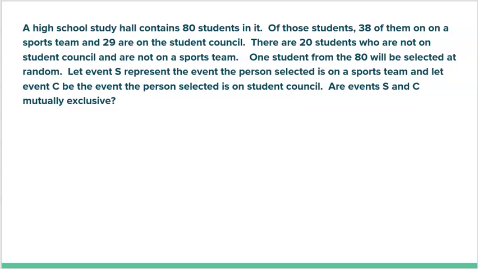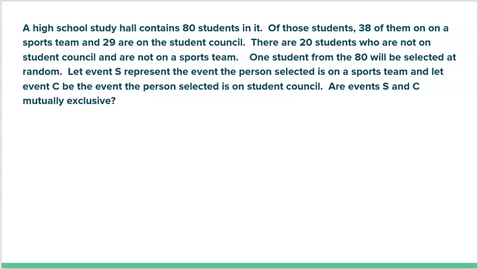All right. A high school study hall contains 80 students in it. Of those students, 38 of them are on a sports team and 29 are on the student council. There are 20 students who are not on student council and not on a sports team. One student from the 80 will be selected at random. Let S be the event that they are on a sports team. Let C be the event that they are on the student council. And the question is, are S and C mutually exclusive?